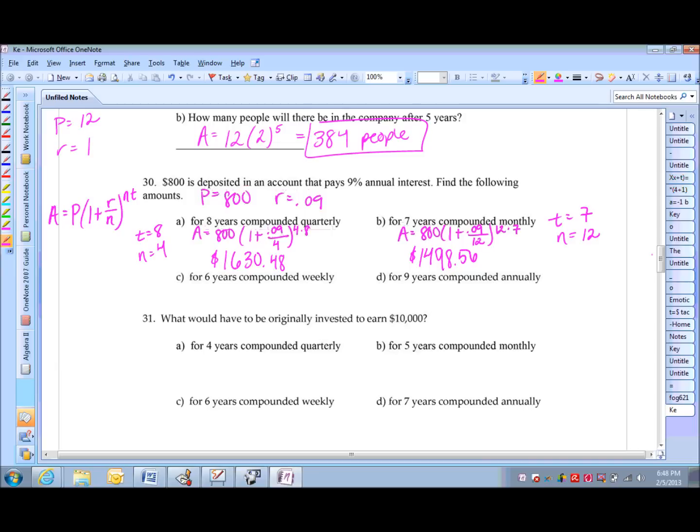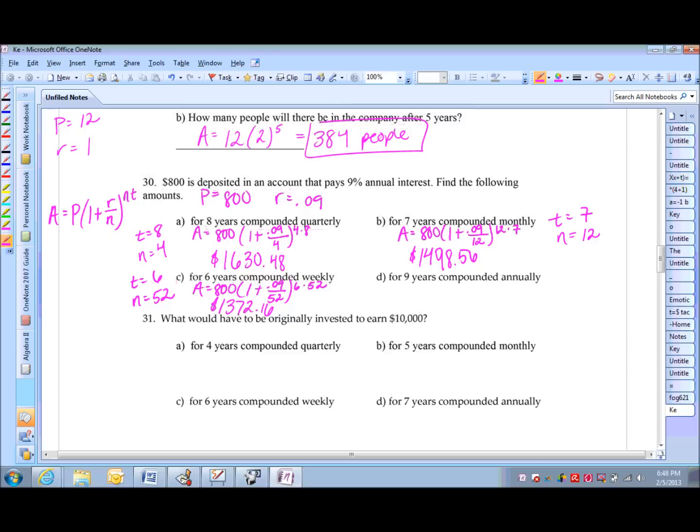In part C, they want to know how much money is in the account after 6 years if it's compounded weekly. So our T value here is 6. And if it's compounded weekly, that means it's going to be compounded 52 times in a year. So N is equal to 52. So A equals 800 times 1 plus 0.09 over 52, raised to 6 times 52. After entering that into your calculator, you should get $1,372.16.